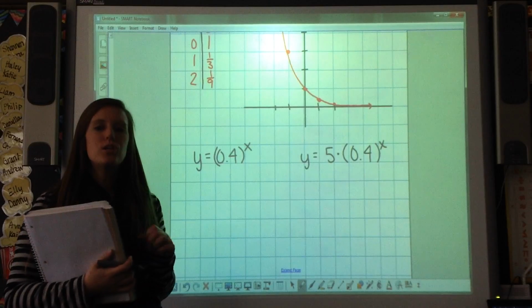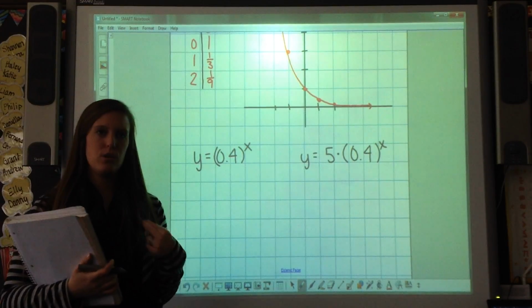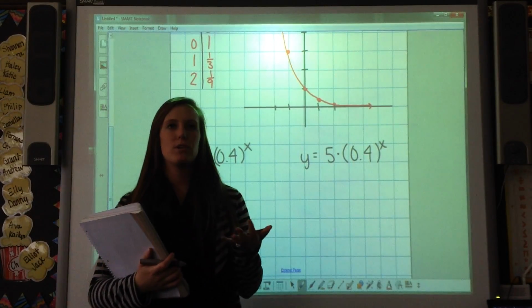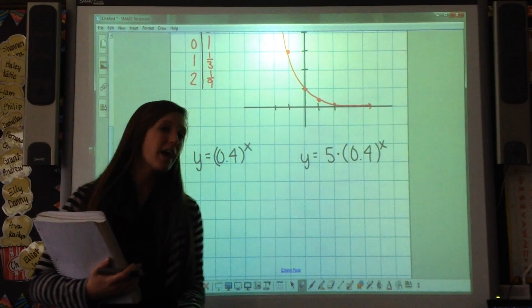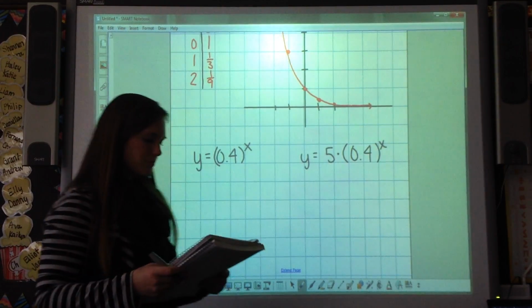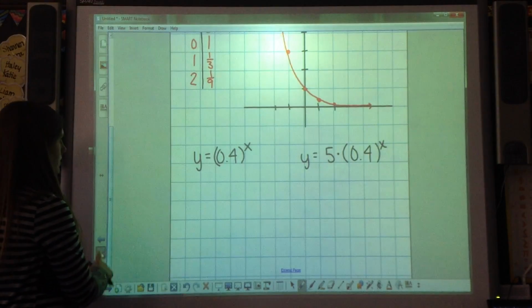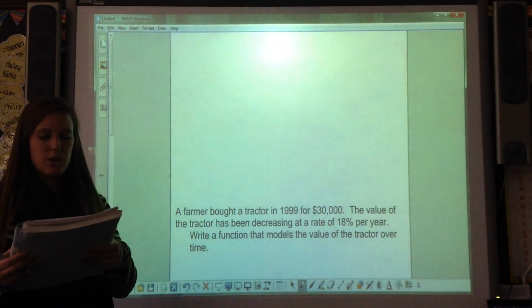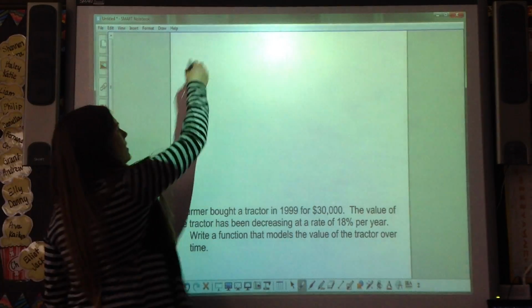When you are finished, I want you to compare the two. Did one shrink? Did one grow? Is there a vertical stretch, a vertical shrink? Is there a reflection? Talk to me how they differ. Compare them. Okay, lastly, we're going to talk about exponential decay.